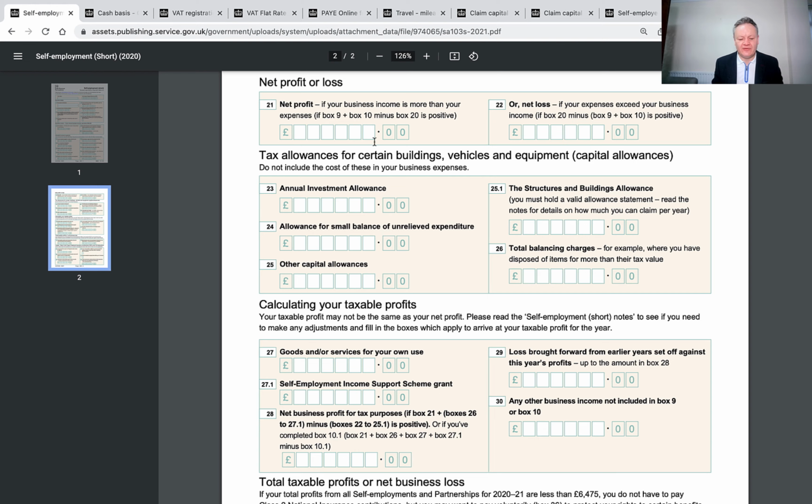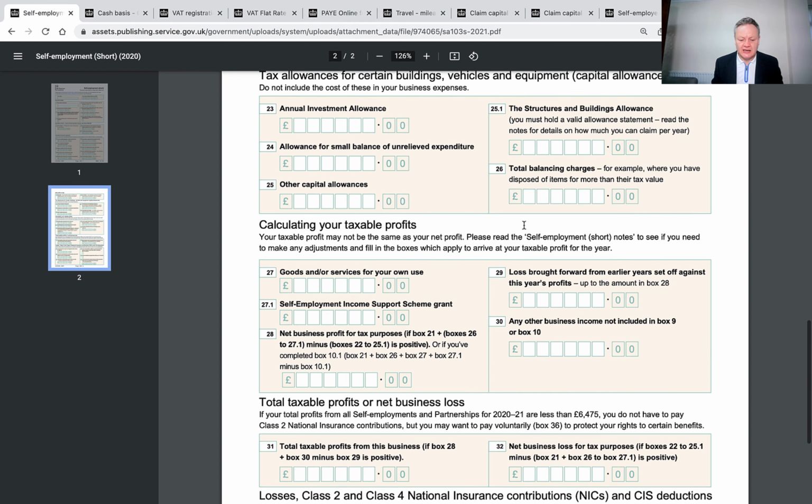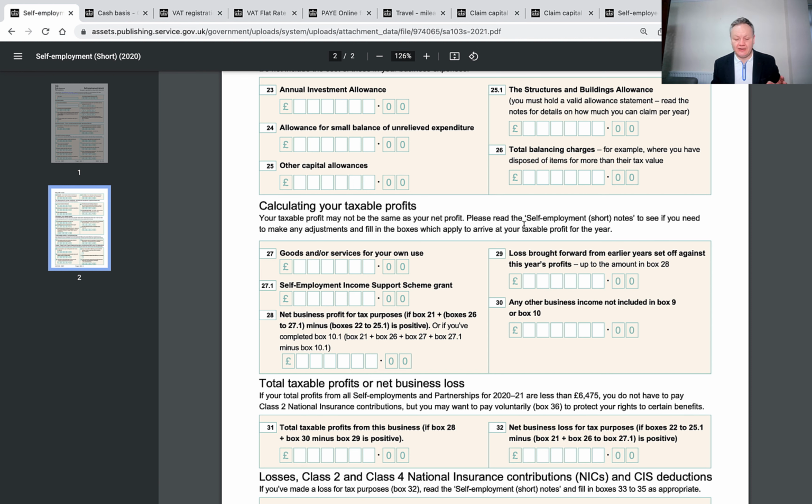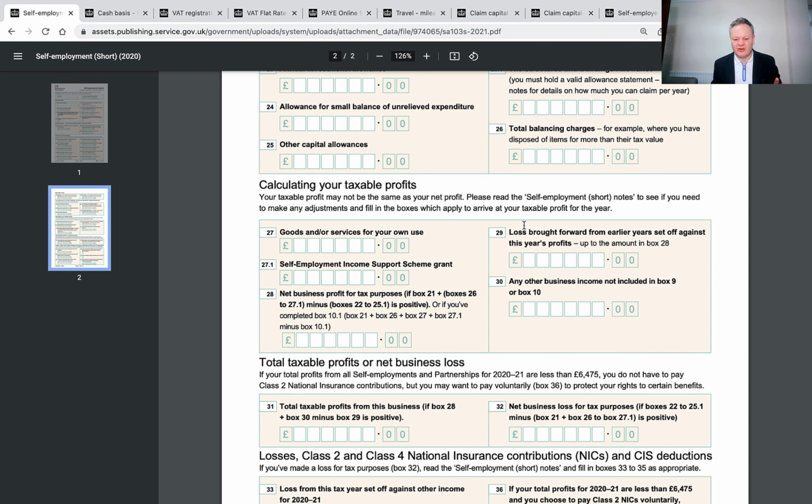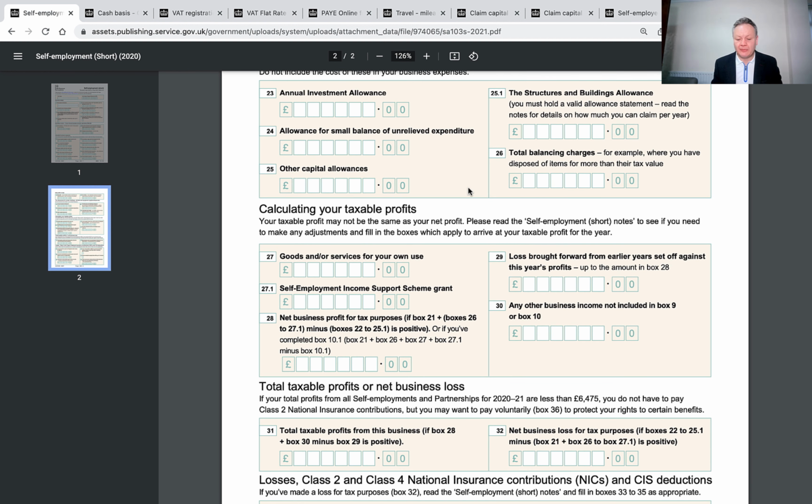And then you have net profit or net loss. Self-explanatory, not going to talk about that. I've already talked about annual investment allowance, so again, not too concerned about that. Allowance of small business unrelieved expenditure, not going to focus on that. I've really covered off the main essential points here. And other capital allowances, again, I've covered that. Tax structure building allowance, yes, there's some things you should be looking at on that.